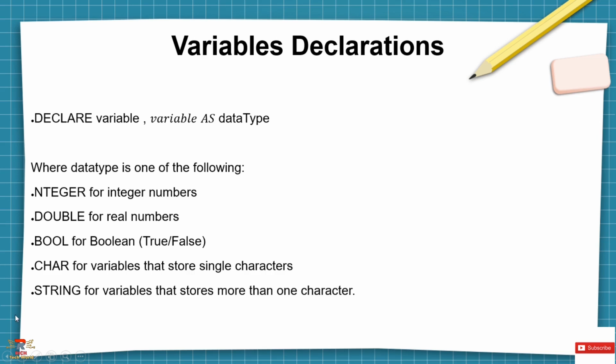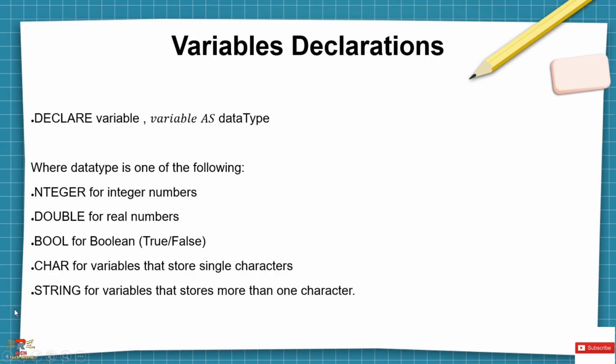So for instance, I want to declare a variable that will store positive whole numbers. And we all know that positive whole numbers fall under integers. So we could just say declare number, so that's the name of my variable, as integer. Very simple. I hope we all get that. So integer is one of the data types, for storing integers.